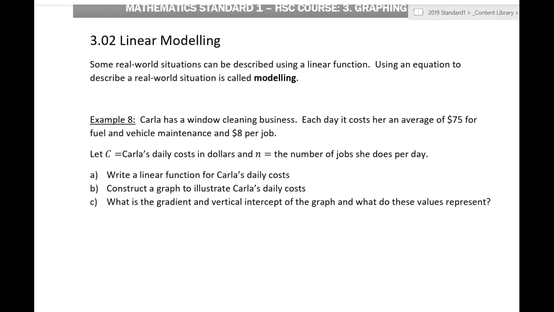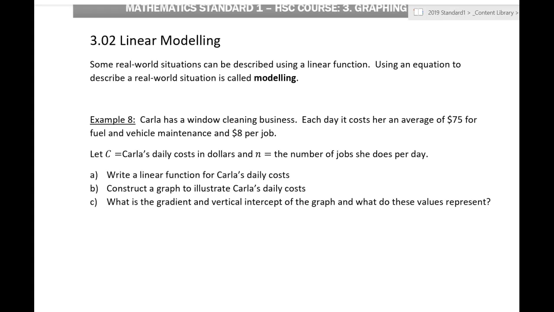The second video here is a bit more straightforward, a bit more practical too, I suppose. So what we're looking at in this activity is a thing called linear modelling. Modelling is just when we use maths to try to replicate some real world situation. And in this case, linear modelling, because we're using linear or straight line equations. Okay. So here we have an example.